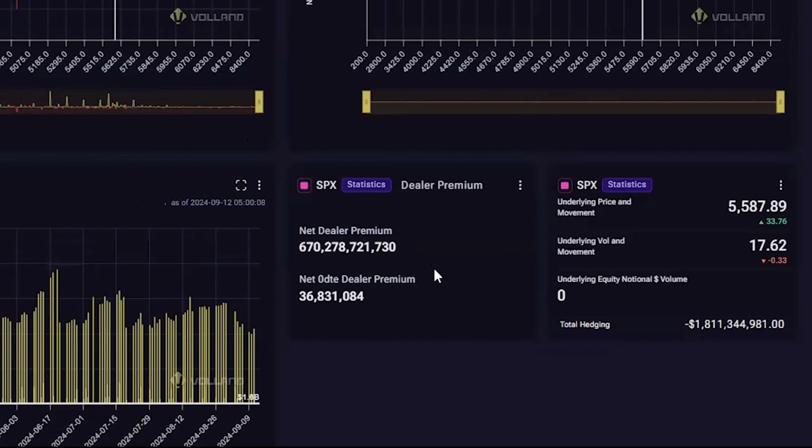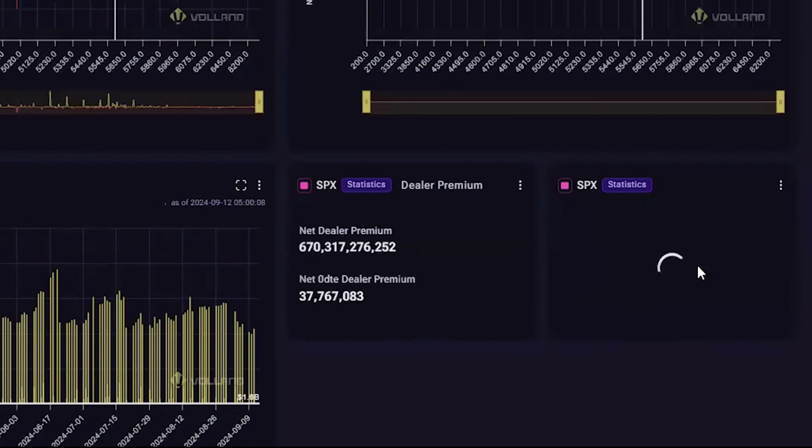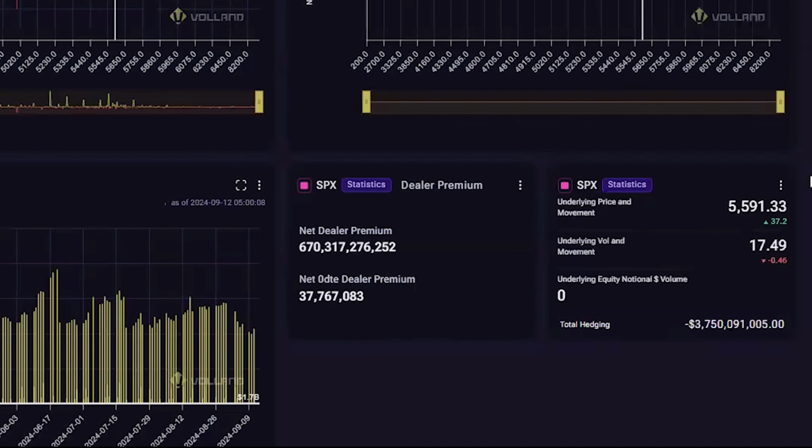Moving to the right, this widget gives an idea of how much premium dealers are collecting, which means sold options for dealers, or paying, which are bought options for dealers, for their positioning that day. This is separated by total premiums and 0 DTE only. Finally, to the right of that widget is the ticker statistic widget, which gives the underlying price, volatility, and equity notional traded here. Also, there's the total hedging required since the close of the last trading day, including hedging from volatility movement.